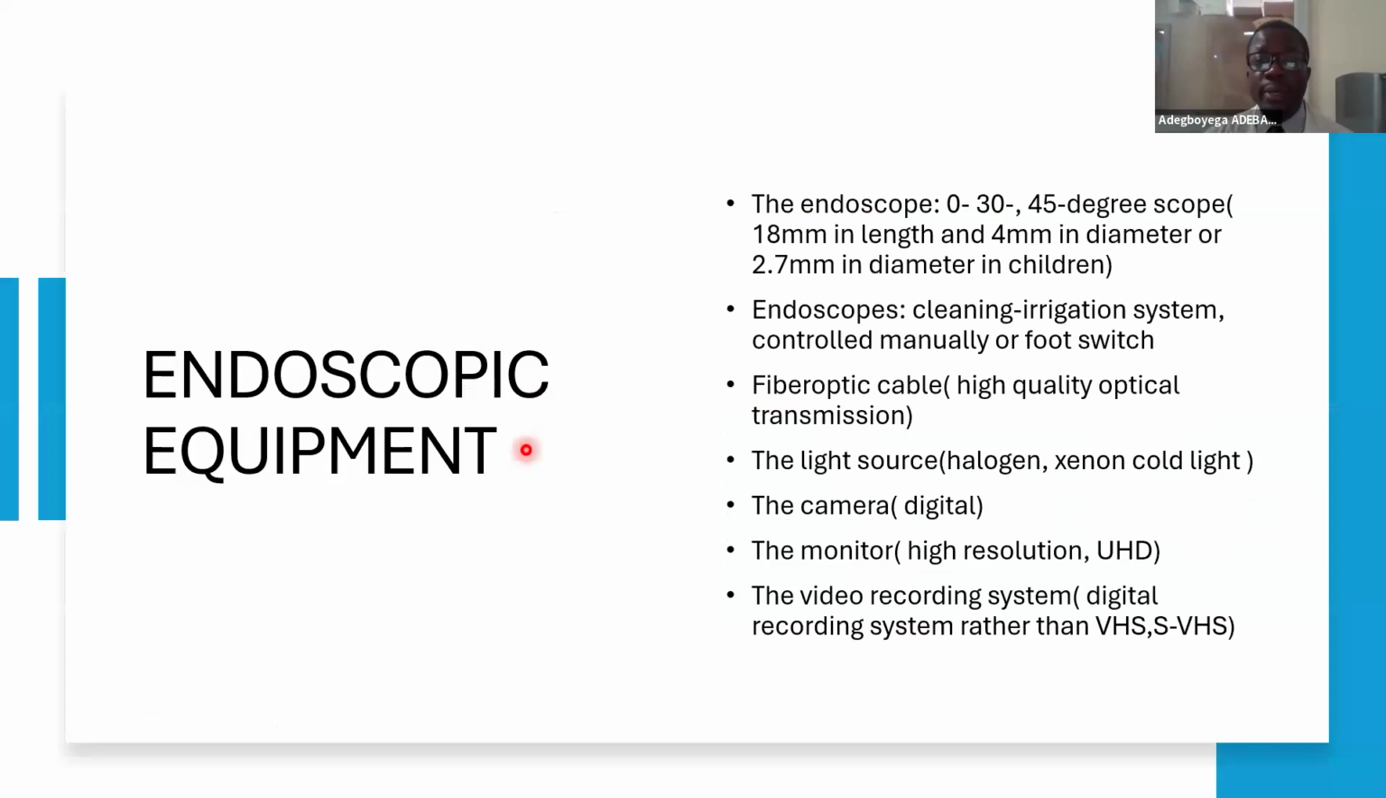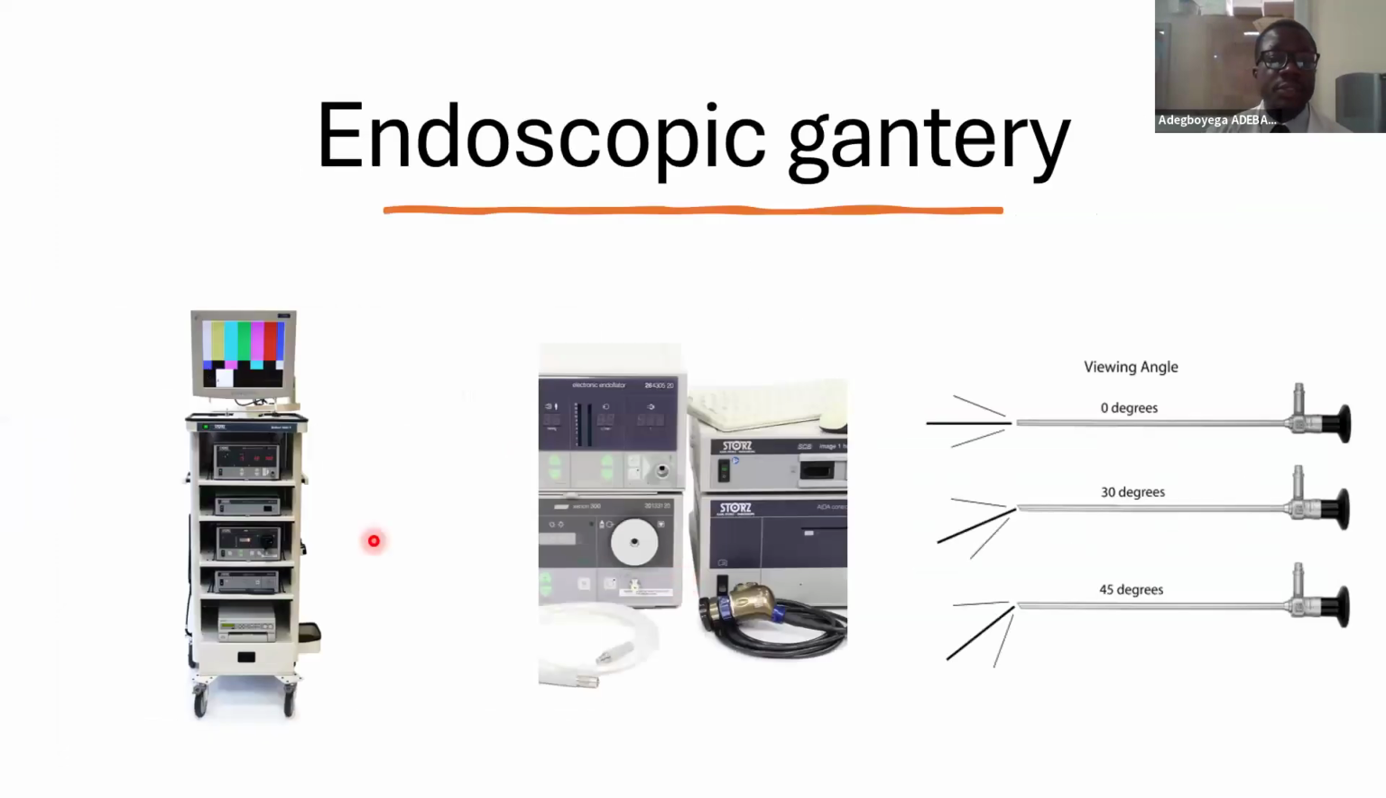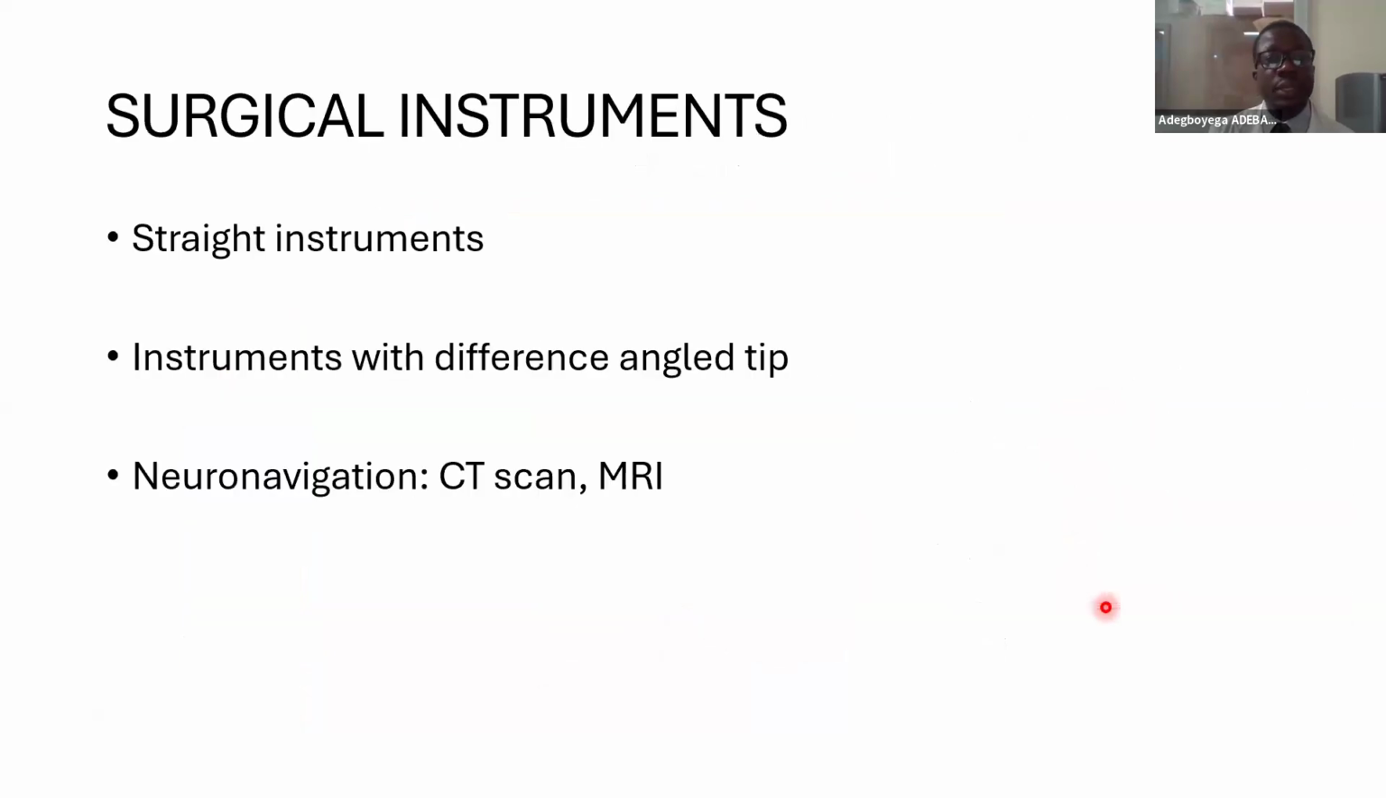Instruments have been spoken about earlier on, so I will not waste much of our time. This represents an endoscopic gantry that one will need for the surgery. You have the monitor, the light source, the light cable, the camera head. We have the camera compartment, and there are commonly used endoscopes with varying viewing angles. You have the 0 degrees, 30 degrees, and the 45 degrees endoscope.